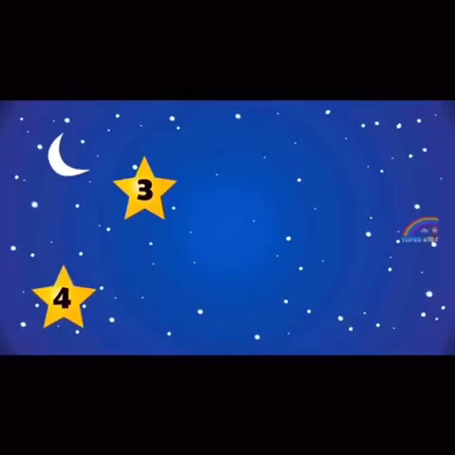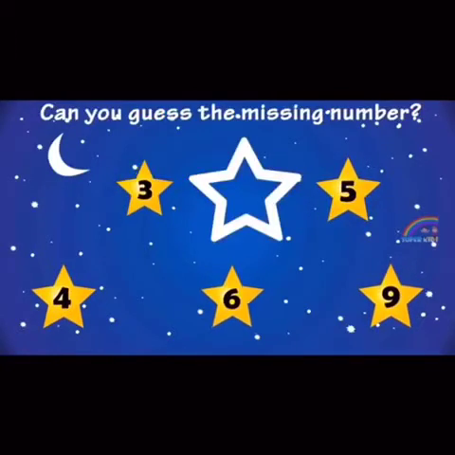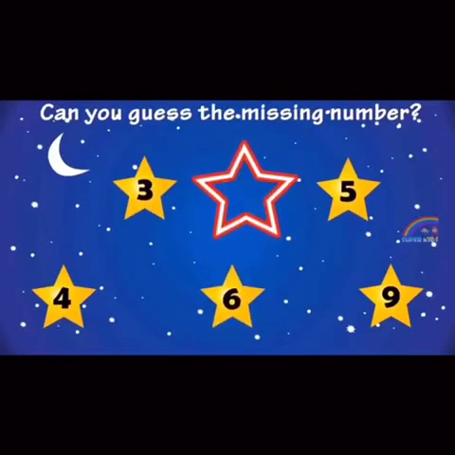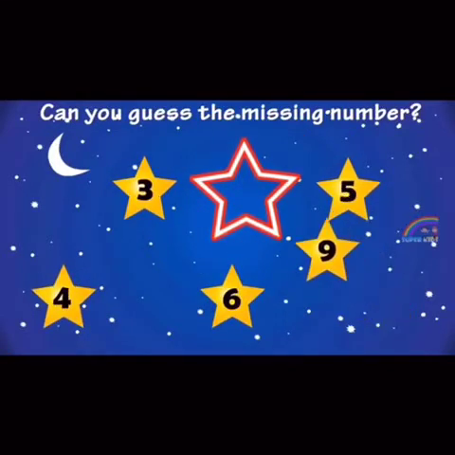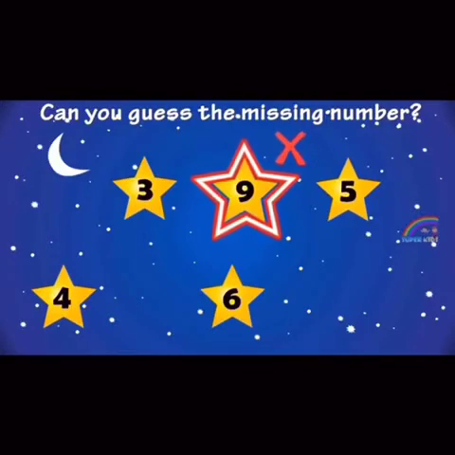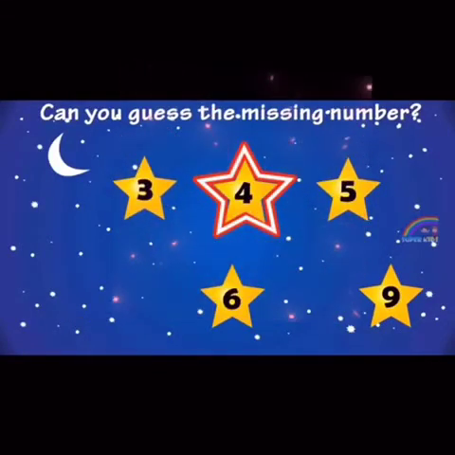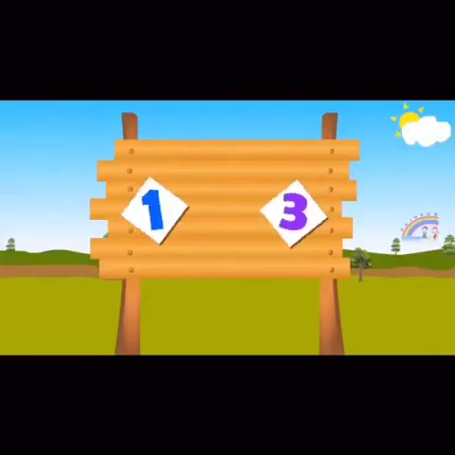Now look at here, what do we have? A star. We have number 3 star and number 5 star. Can you guess the missing number, children? Is it 6? No, wrong. Is it 9? No, wrong. What number comes after 3, children? 3, 4, 5. Very good.